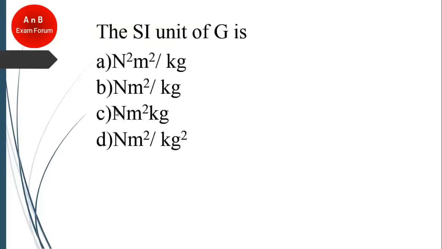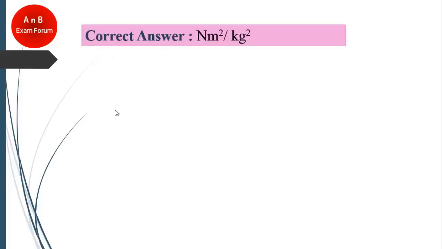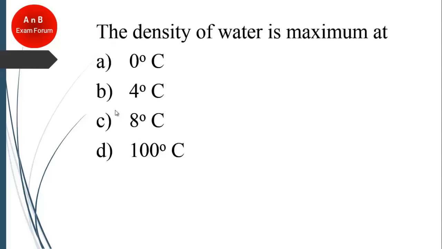What is the SI unit of G? G is the gravitational constant and its unit is Newton meter square per kg square. It is option D. Coming to the next question, the density of water is maximum at which temperature? This is static knowledge and most important. Yes, the right answer is option B, 4 degree centigrade.